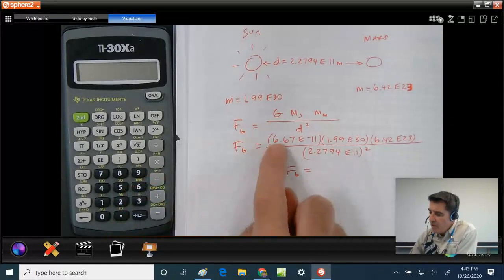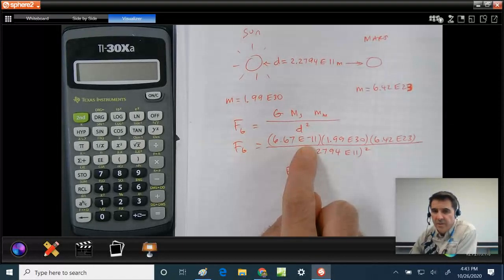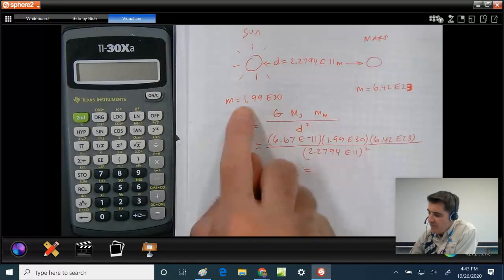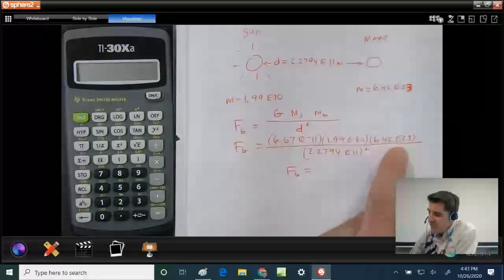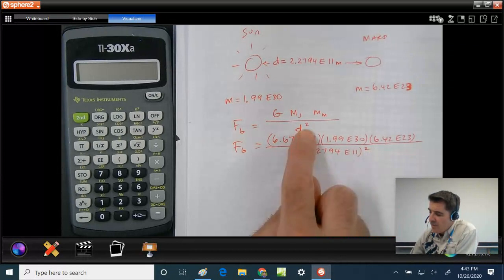So I put in G. G is always this number, 6.67 times 10 to the negative 11th. That's capital G, the universal gravitational constant. It's always the same thing. This is the mass of the sun, and this is the mass of Mars, and this is the distance between Mars and the sun, and we have to square it because that's squared.